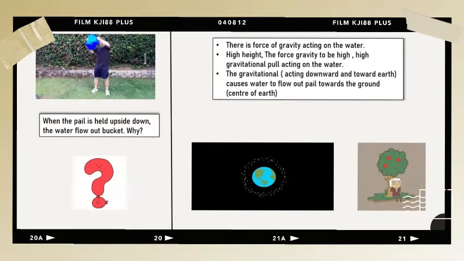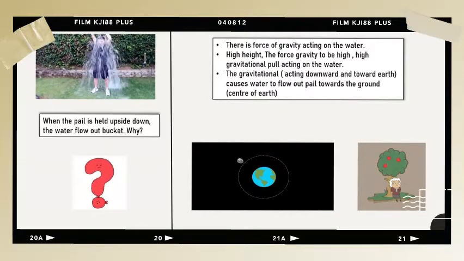When the bucket is held upside down at a high height, this causes the force of gravity to be high, which leads to a high gravitational pull acting on the water. The gravitational pull, which is acting downward, will pull the water in the bucket downward and flow out of the bucket towards the center of Earth. So, for your information, the force of gravity is towards the Earth.